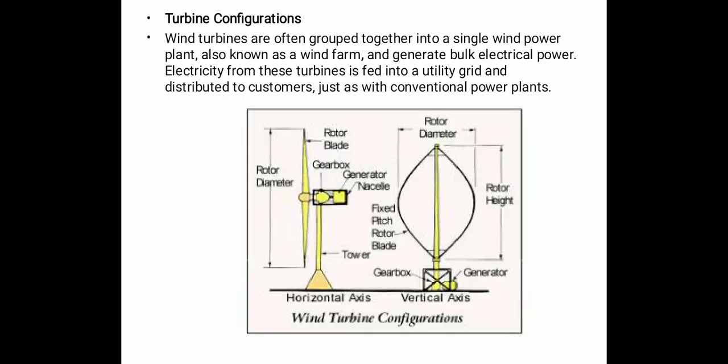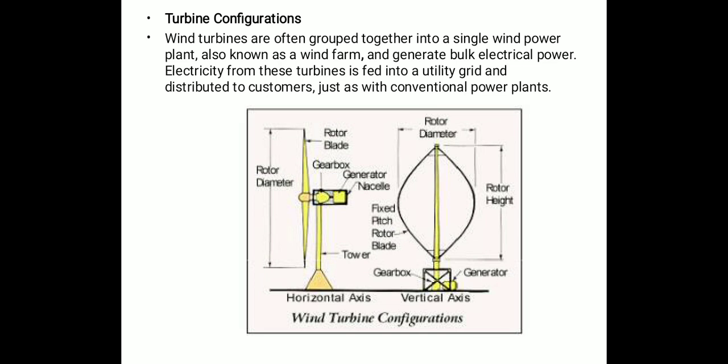Now let us see the turbine configuration. Wind turbines are often grouped together into a single wind power plant known as a wind farm and generate bulk electricity. Electricity from these turbines is fed into a utility grid and distributed to customers, as with conventional power plants. The figure shows the wind turbine configuration.